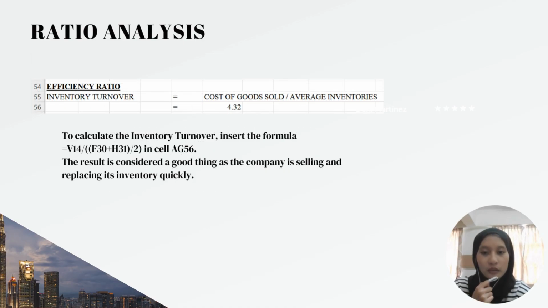To calculate the inventory turnover, insert the formula equals V14 divided by F30 plus H31 divided by 2 in cell EG56. The result is considered a good thing as the company is selling and replacing its inventory quickly, which is 4 times per year.